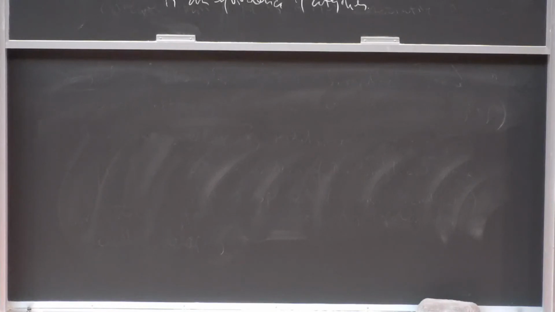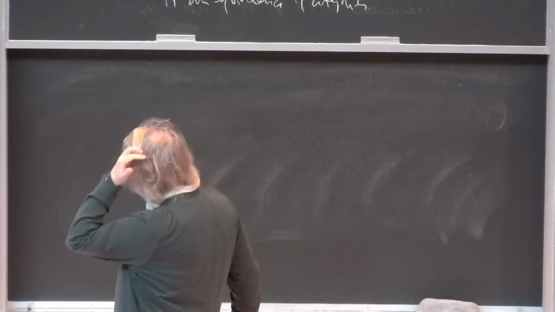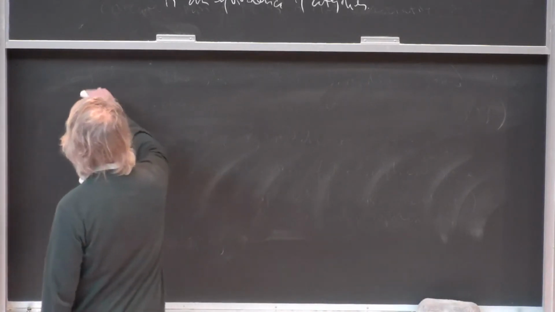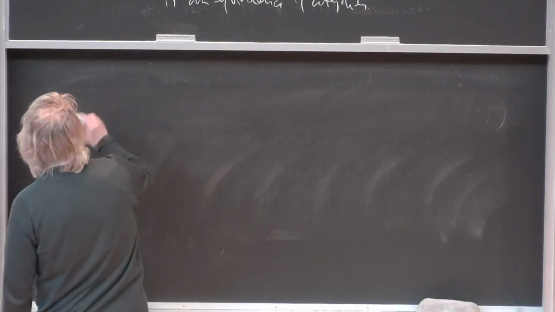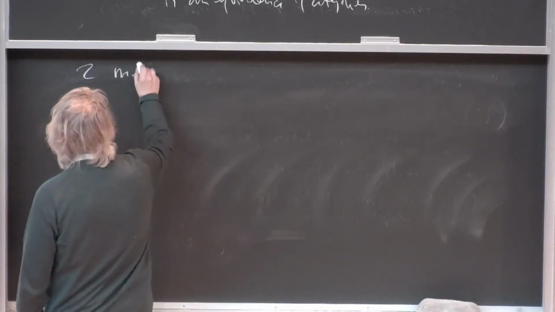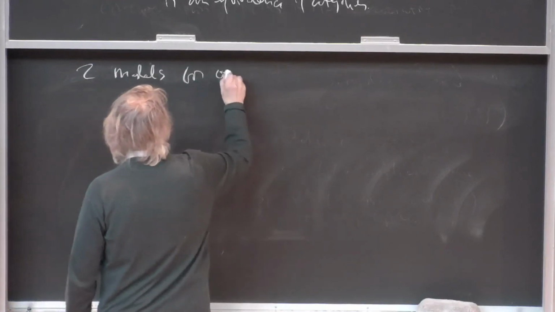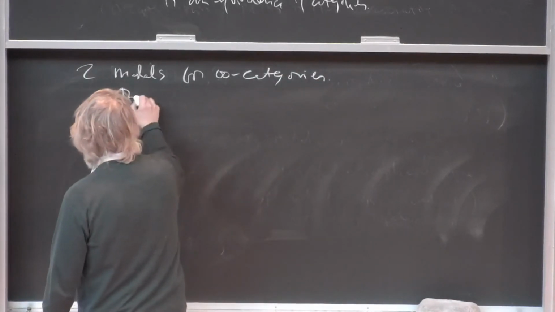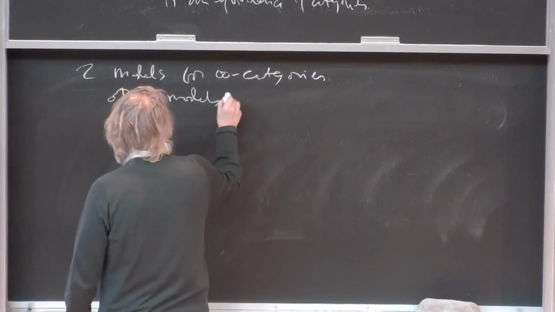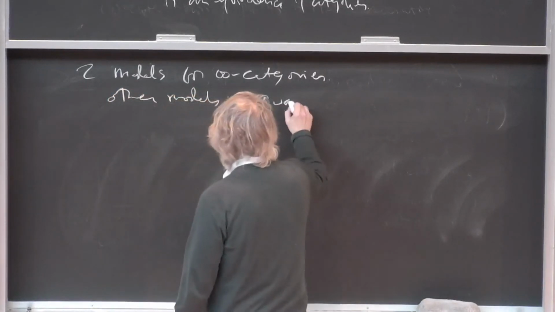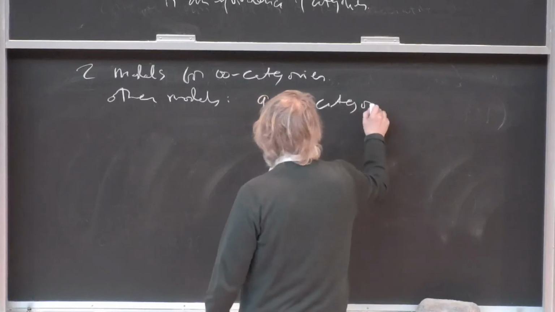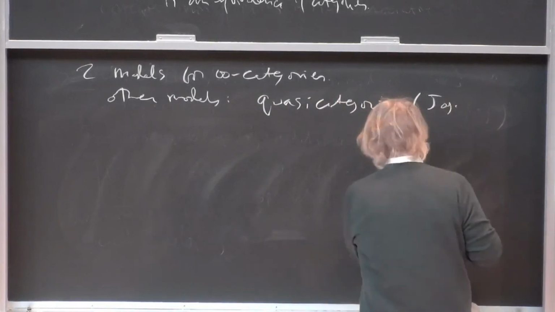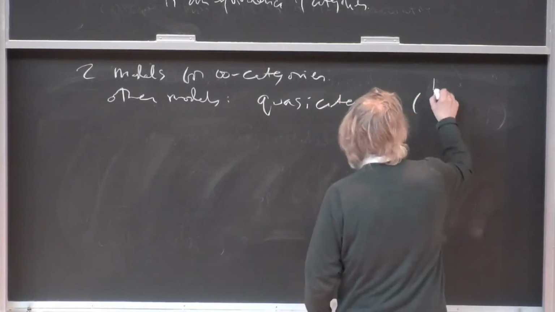So let's see. I did kind of want to finish the discussion of Friday's discussion. So maybe next time we'll get to other models. So these are two models for infinity categories. There are other models, what are called quasi-categories, by basically Joyal and Lurie. In fact, it goes back a long time, to Boardman and Vogt.